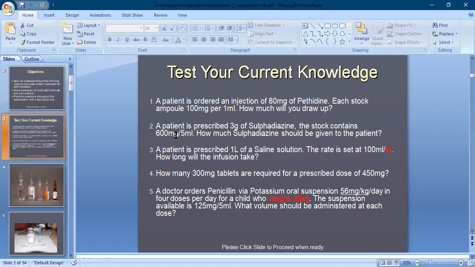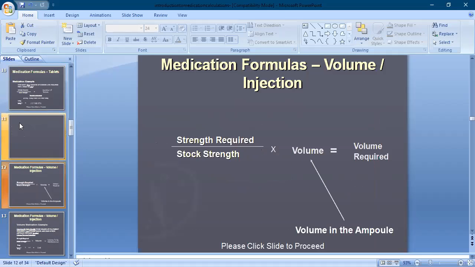One is the gram and the other is the milligram. So gram has to be converted to milligram. So 3 into 1000, I mean 3000, is the prescribed medication, but the medication in your hand is 600 milligram in 5 ml liquid solution. So again, the same formula we used a few minutes ago, the volume formula.